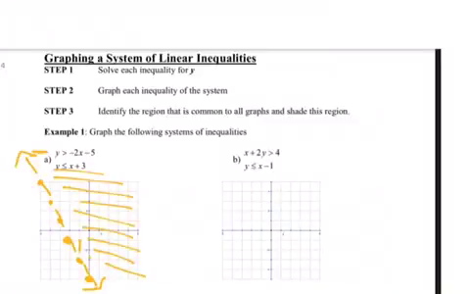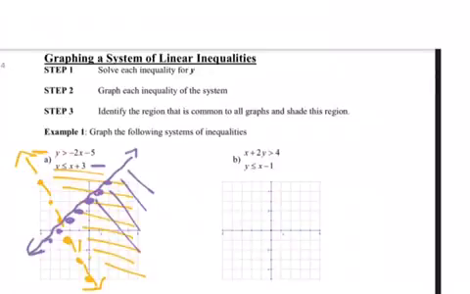For the second one, I'm going to graph in purple. I'm going to start at 3 and go up 1 and to the right 1, and down 1 and to the left 1. And this one is a solid line because it's got the line underneath. And its y is less than, so I want to shade underneath the line.